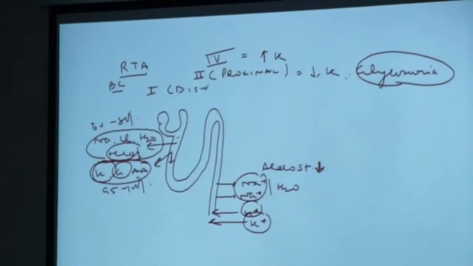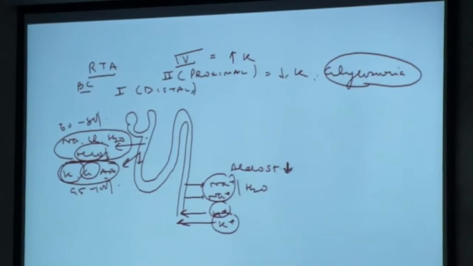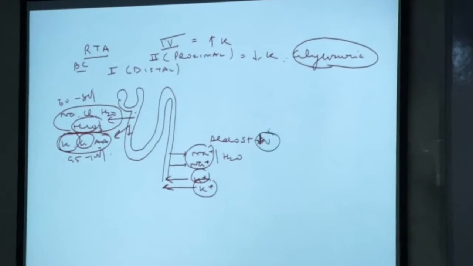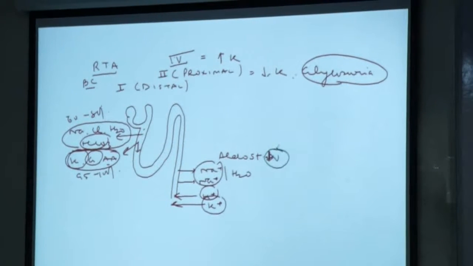Now talk about type 1 RTA, so-called distal RTA. Why distal RTA? Site of disease is DCT. Remember, in type 4, the site of disease was also DCT. In type 4, aldosterone level was reduced. Here, aldosterone level is normal.